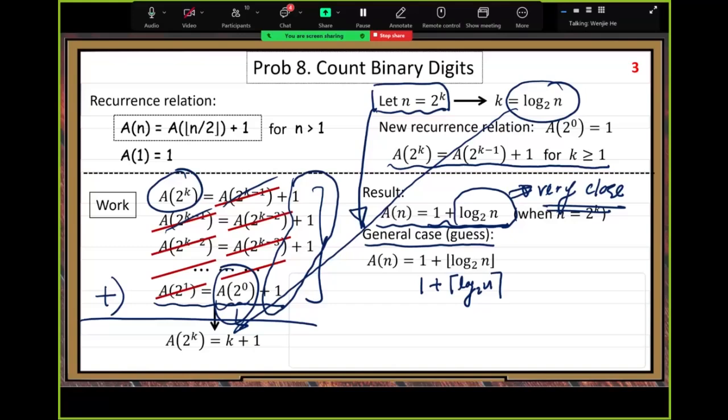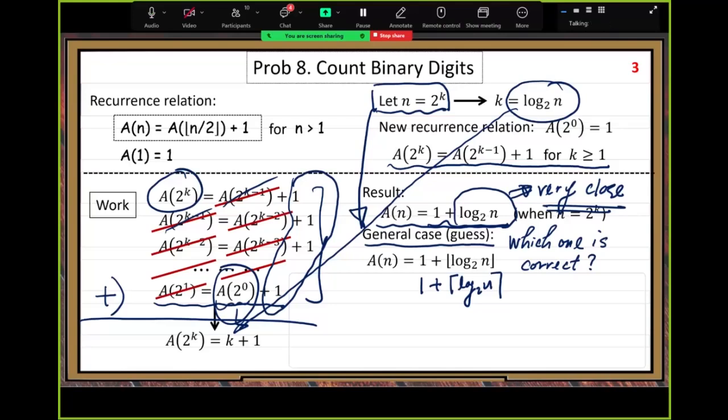Because these two representations are different, only one could be correct. You cannot have two correct formulas. So the question is, which one is correct? Or which one is incorrect, so we can throw it away. Do you have any idea to tell?